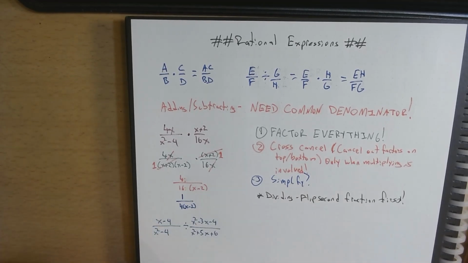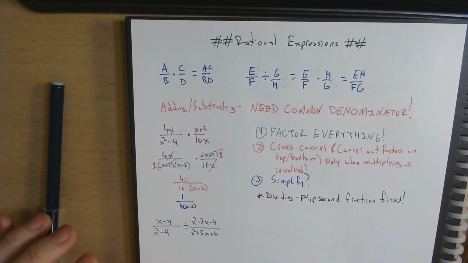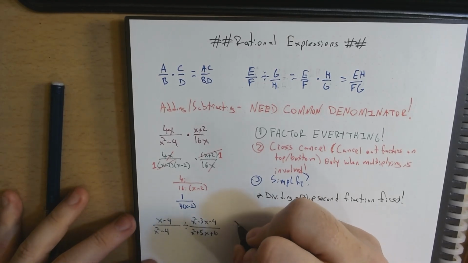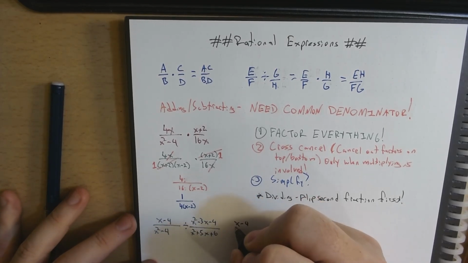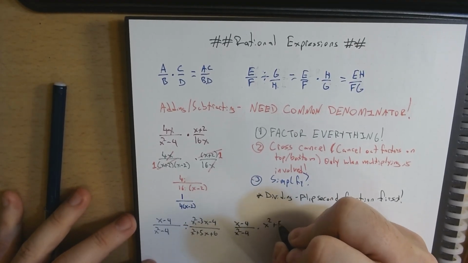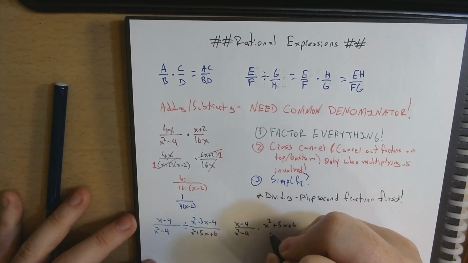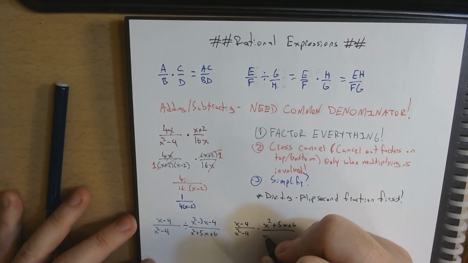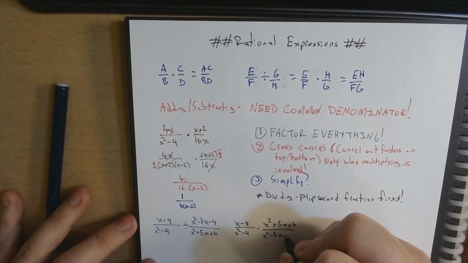So first step, since it's a division, flip the second fraction. x minus 4 over x squared minus 4, times x squared plus 5x plus 6 over x squared minus 3x minus 4.